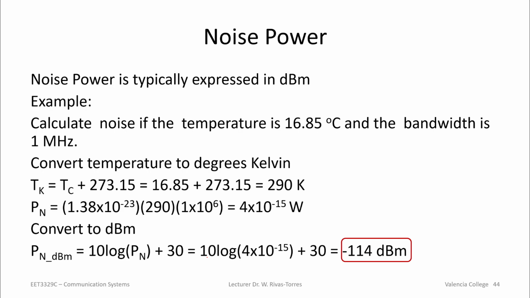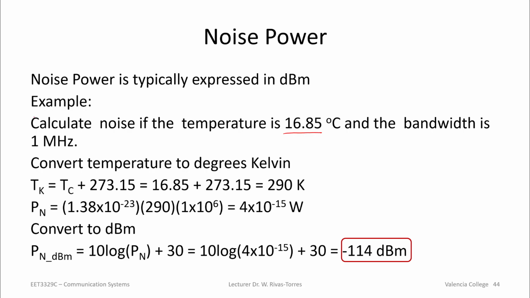Now, noise power, we typically prefer to express in units of dBm, which you guys are already familiar with from part one. So for example, here's a problem for you. Calculate noise if the temperature is 16.85, and if you're wondering why it's such a specific number, this is the temperature at which the IEEE defines noise, right? Let's say in the problem, 16.85 degrees Celsius, and the bandwidth is going to be 1 megahertz.